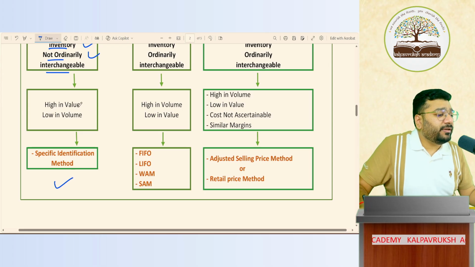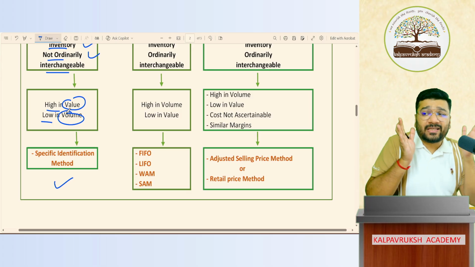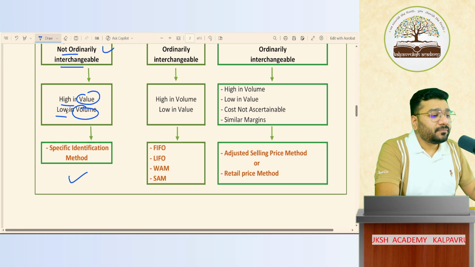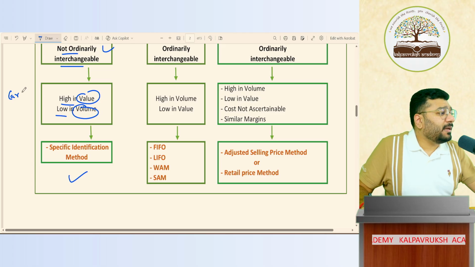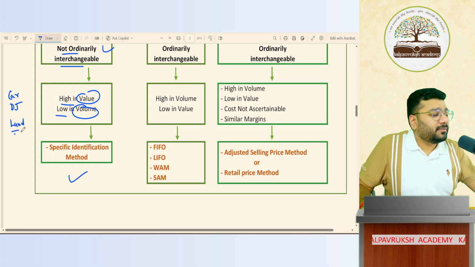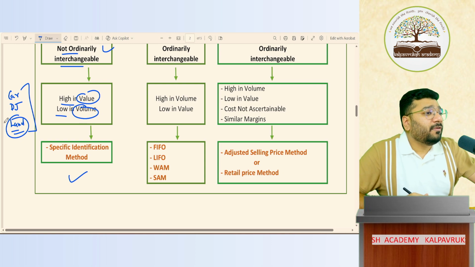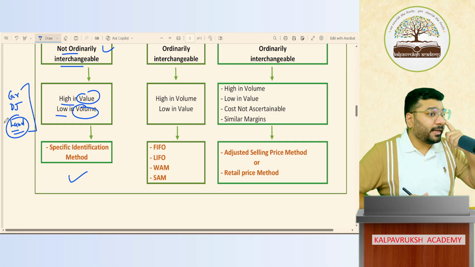Such inventories are generally high in value and low in volume. Volume means quantity. Quantity-wise it will be less, value-wise it will be high. I gave the example of a car, then diamond jewelry, then land. So all three are inventory. Land here, I told you, is from the real estate developer's point of view, who buys the land with the intention to sell. For him, land is stock in trade, inventory.